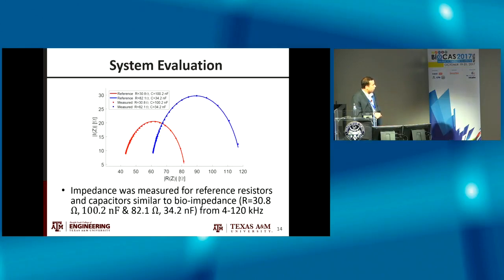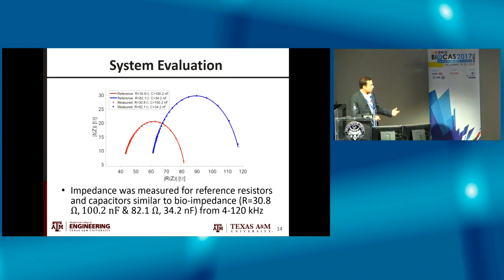Then we have evaluated our phase and gain correction and made sure that we are measuring the correct absolute values for the impedance. So we have plotted the Nyquist plot, which plots the imaginary versus the real part of the impedance across the frequency for known resistors and capacitors.